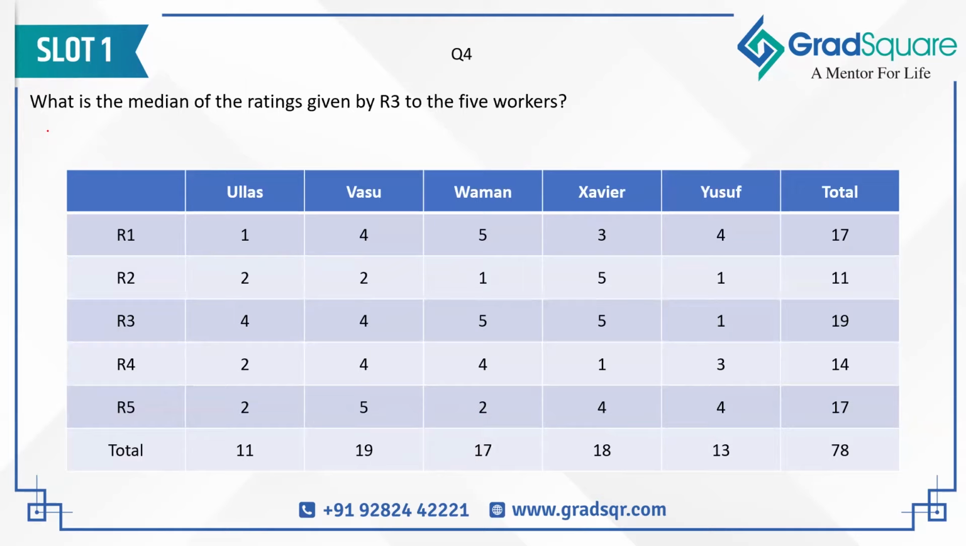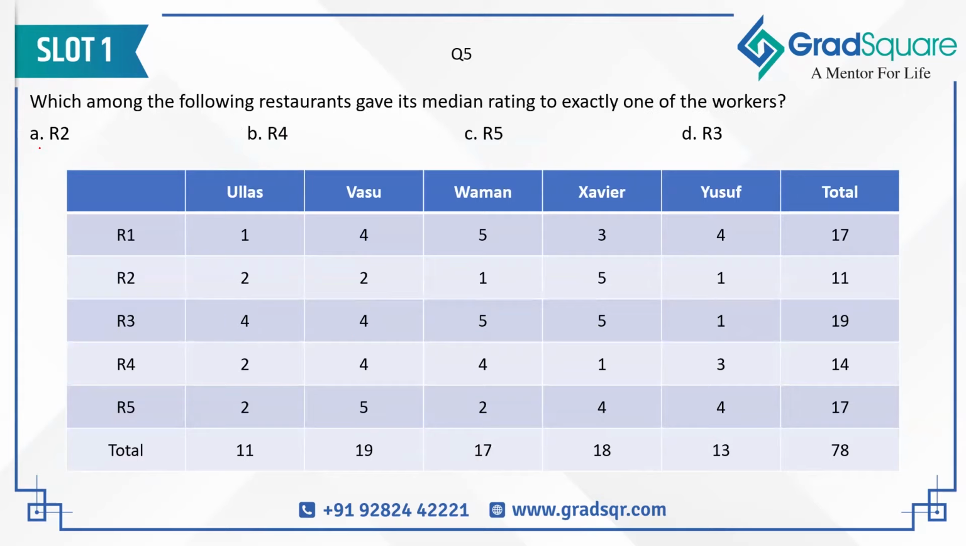Question 4 is, what is the median of the ratings given by R3 to the workers? So R3 lowest rating is 1. Second lowest rating is 4. Third lowest rating is also 4. So the third rating in ascending order will be the median. So the answer to question number 4 will be 4. And the last question says, which among the following restaurants gave its median rating to exactly one of the workers? So let's check all the options one by one.